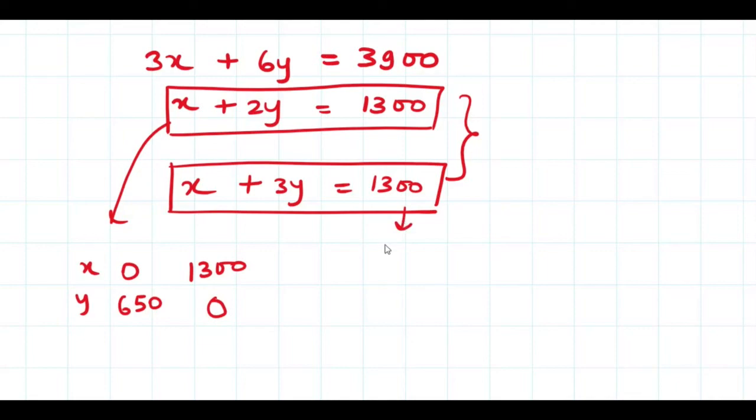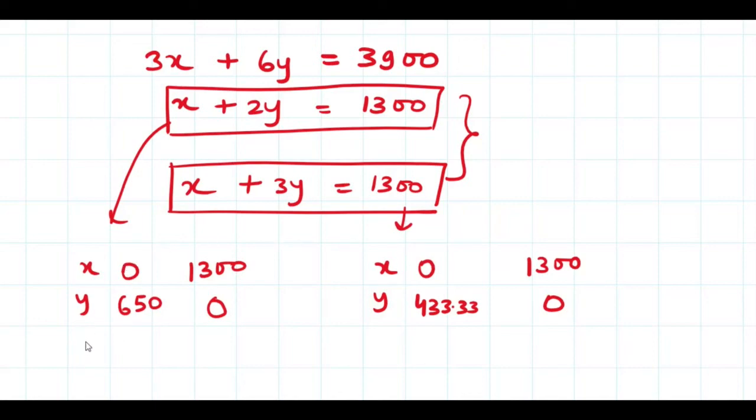Next, consider the equation x plus 3y equals 1,300 and put x equals 0 in this equation, and this gives us 3y equals 1,300. By dividing 1,300 by 3, we have y equals 433.33. Now let us put y equals 0 in x plus 3y equals 1,300. This returns x equals 1,300.